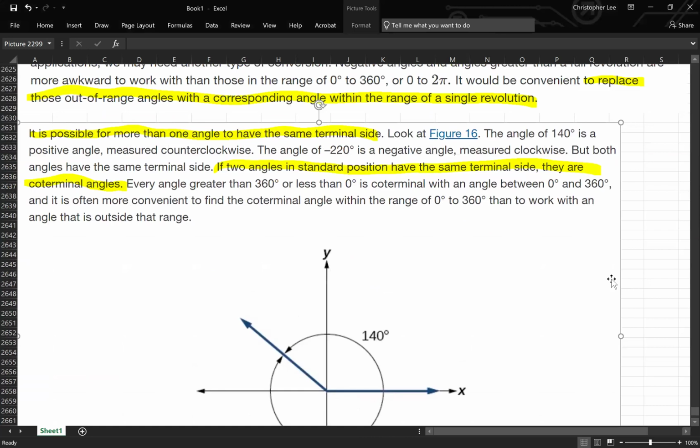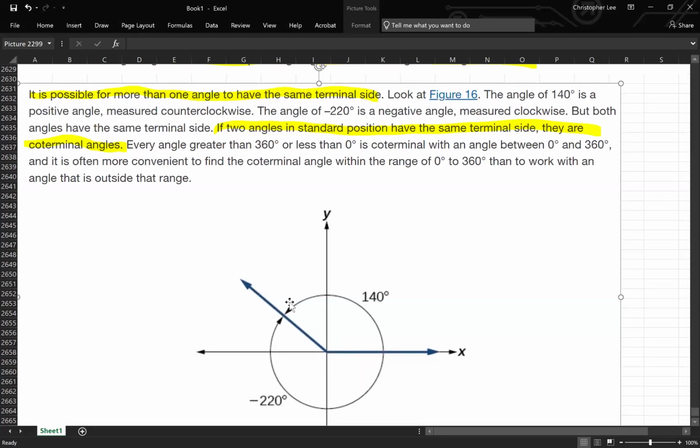So it is possible for more than one angle to have the same terminal side. Looking at this figure right here, the angle of 140 is a positive measure measured counterclockwise. The angle of negative 220 degrees is a negative angle measured clockwise. But both angles have the same terminal side, the same ray over here. If two angles in standard position have the same terminal side, they are coterminal angles. Every angle greater than 360 or less than 0 is coterminal with an angle between 0 and 360 degrees. It is often more convenient to find the coterminal angle within the range of 0 to 360 than to work with the angle that is outside of that range.